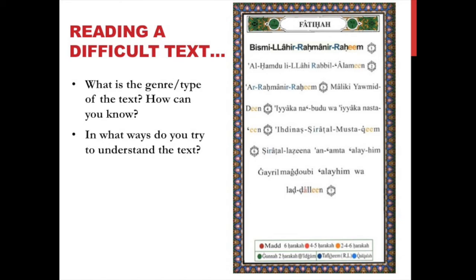So there are 7 lines, and you can really tell that at the end of each line, it has a different color to showcase the rhyming. "Rahim, Alamin, Rahim, Din, Nasta'in." So you can really see this is probably a poem, right? Either this is a poem, or, if it's something more formal, you can probably guess these are texts from the Quran, right?